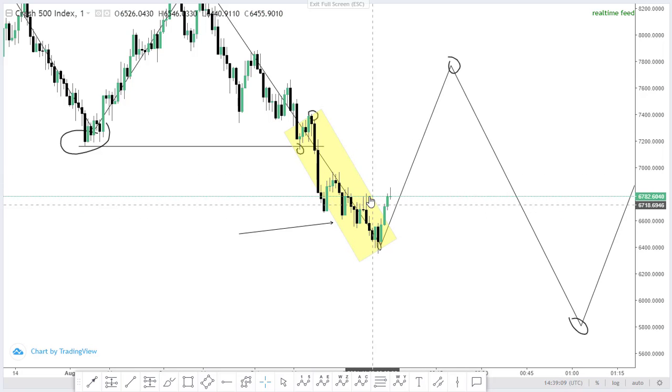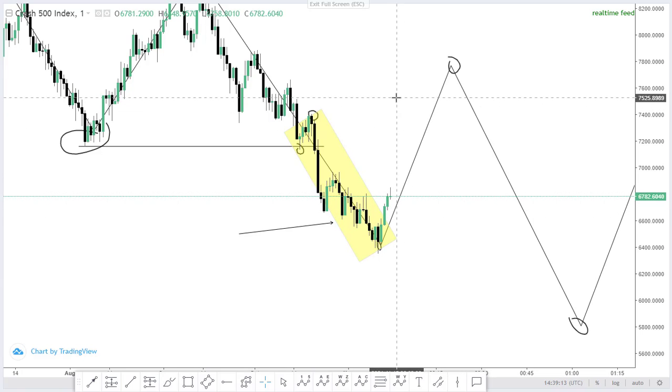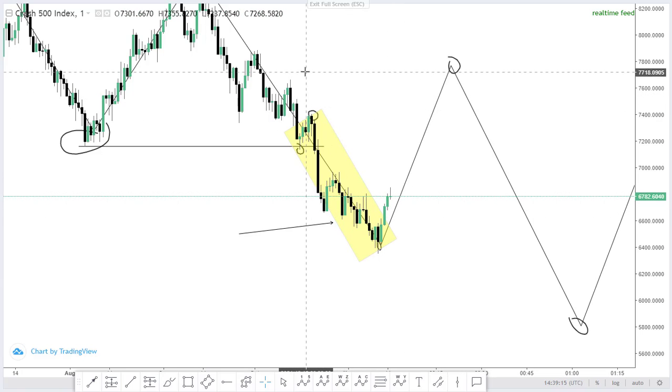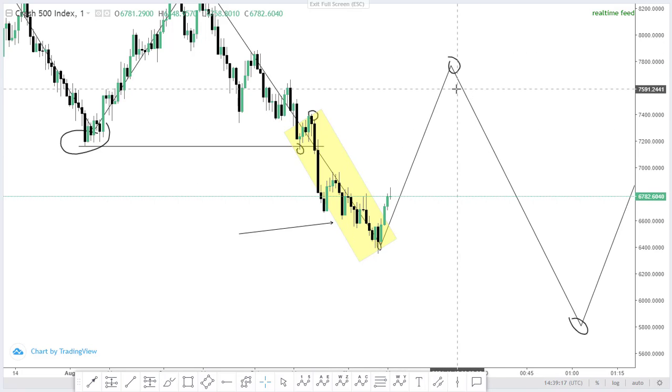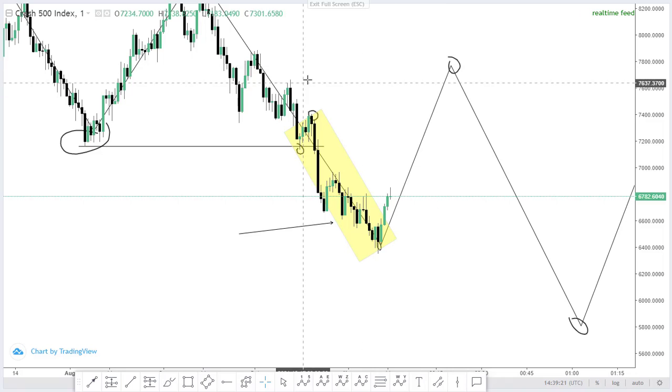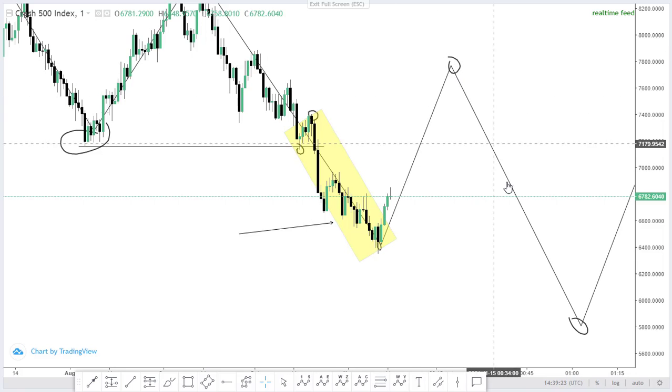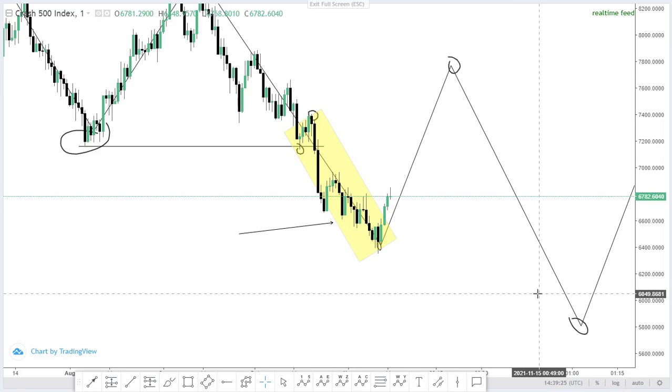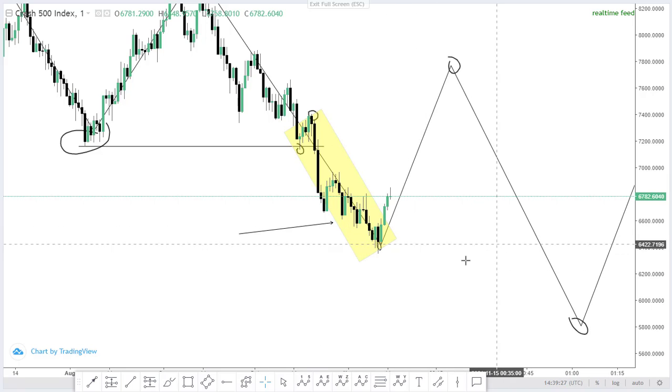So the range structure is being broken. It's time to see a little pullback, and then we go higher, taking this high, trading into this level, and then we think of a deep pullback or a kind of shallow pullback that's going to be formed on this level, and then we sail all the way down again. This is how it will be moving.